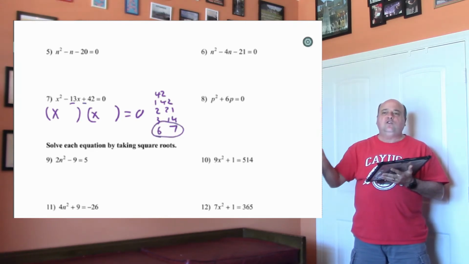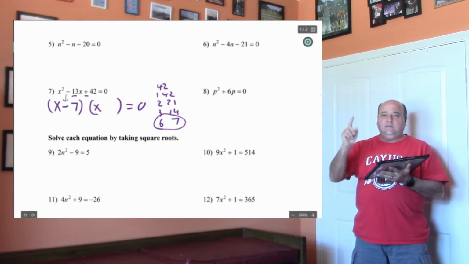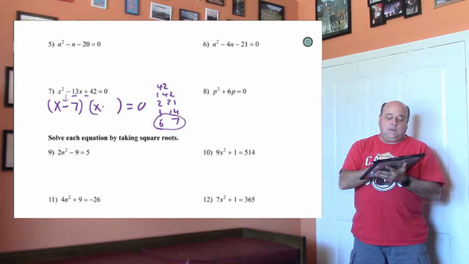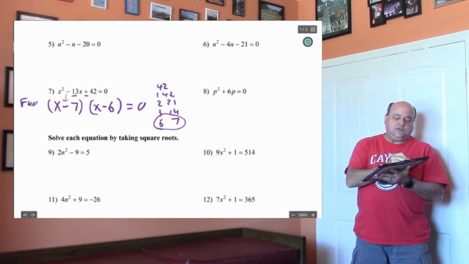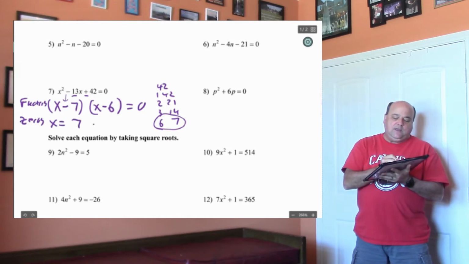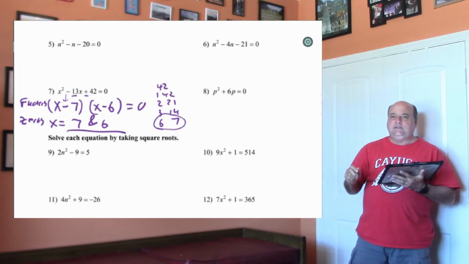You should be able to get those pretty quick now. The minus drops. You put the big factor first. So negative 7 minus 6 is going to give you my negative 13. It's going to be a minus 6. These are your factors. The zeros are the opposites. So x equals the opposite of negative 7, which is positive 7, and the opposite of negative 6, which is positive 6. This parabola will cross the x-axis at 7 and 6.